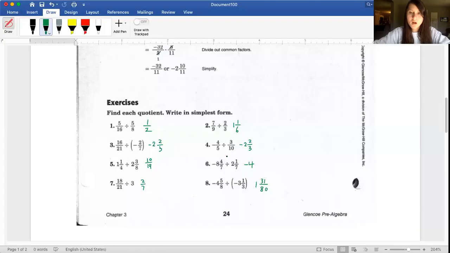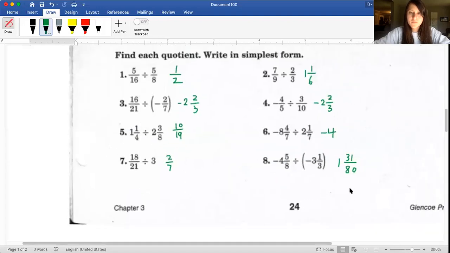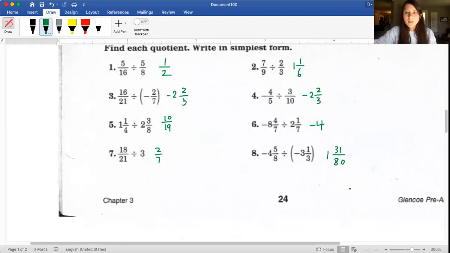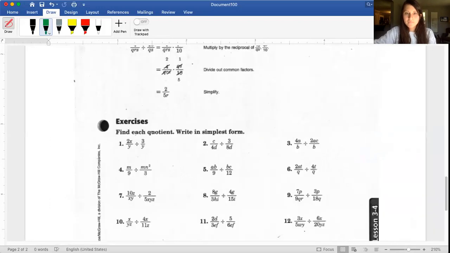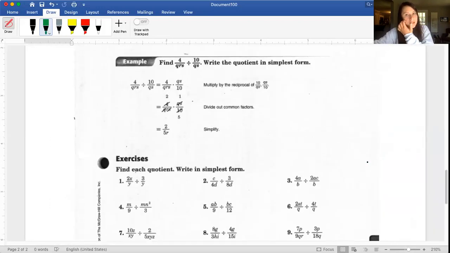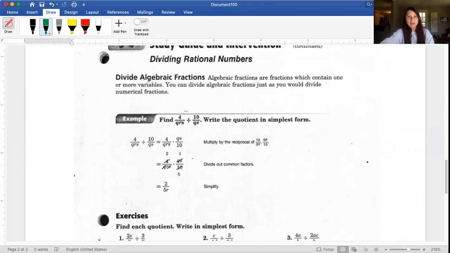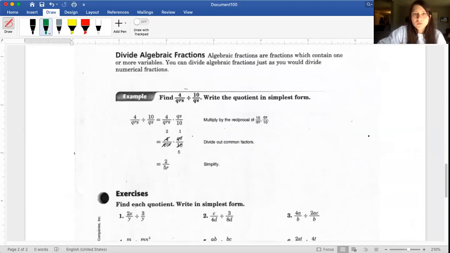Okay, let's check your answers. So you can go ahead and pause and check your answers here. Make this bigger so you can see it. And then let's go down to the bottom or the back side of your study guide. Now we're going to incorporate having some variables. So dividing algebraic fractions. So you can divide algebraic fractions just as you are dividing numerical fractions.